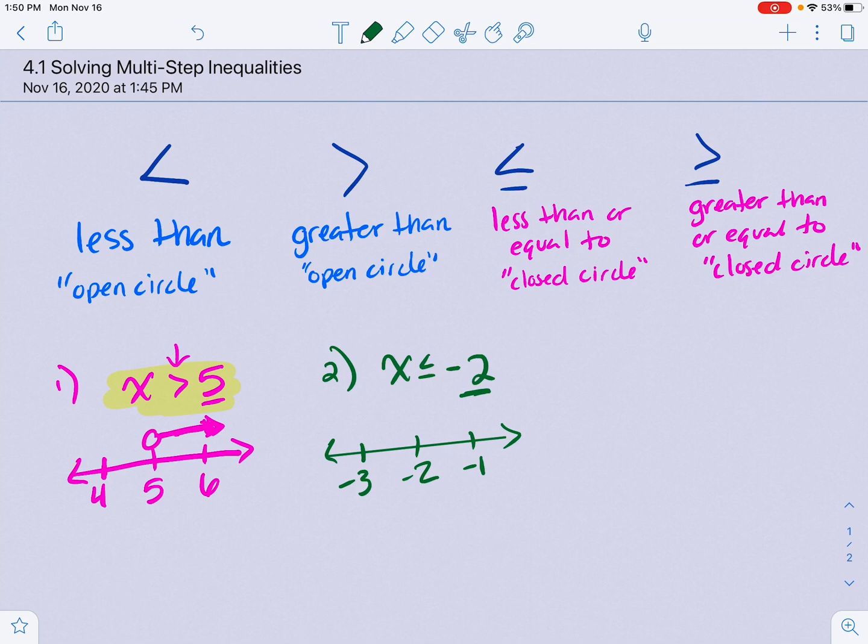Now this one is a less than or equal to sign. So it's going to be a closed circle at -2 because it's equal to. And then the alligator's eating the -2. It's not eating the x. Remember, the alligator eats the bigger number. So x would be smaller than -2. So we shade towards the smaller numbers. Okay, I want you guys to try this next one. You're going to put on the graph x is less than 1. Go ahead and put that on a number line.